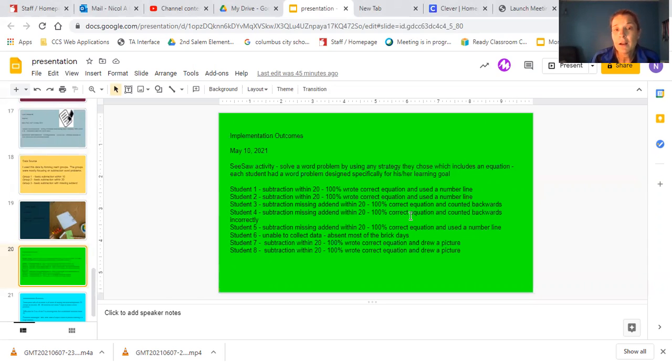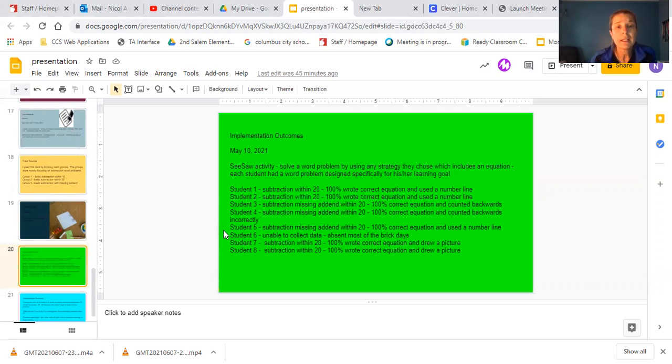They did write the correct equation. Student 3 counted backwards. Student 4 counted backwards but did it incorrectly. The biggest problem was when they're counting backwards from like 15, 14, 12, sometimes they would miss that 13. It wasn't a big red flag, but it's something that we need to work on a little bit more. Student 5, subtraction with a missing addend within 20, chose a number line and wrote the equation the correct way.